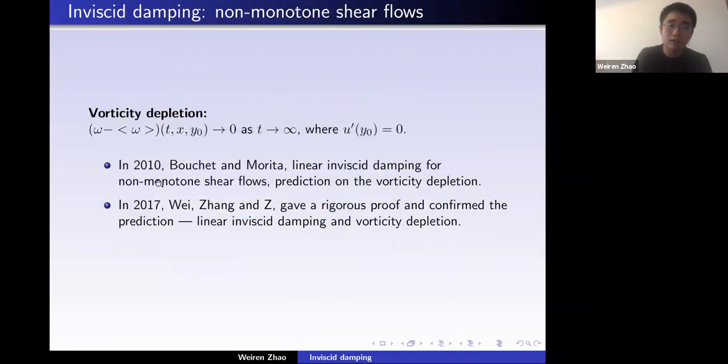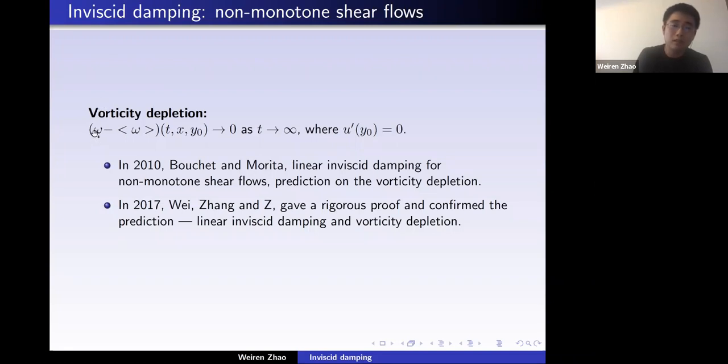result. And what about the non-monotonic flow? This was first predicted by Bouchet and Morita. Both of them are French physicists. They use some numerical argument to say that for the non-monotonic flow, you can also obtain the linear inviscid damping. Another thing that they showed in their paper is the so-called vorticity depression.